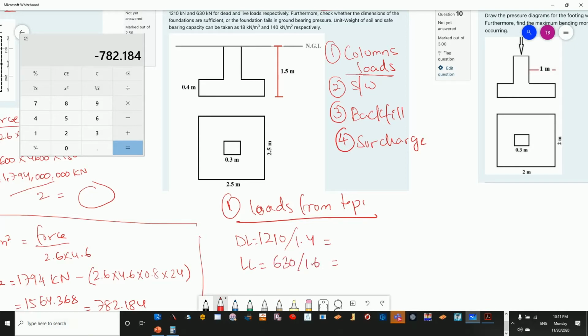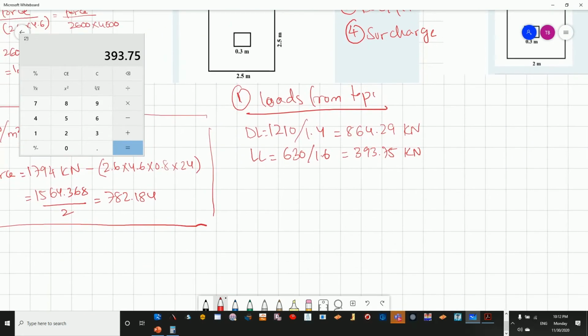Once again getting our calculator, we have 1200 divided by 1.4, so we have around 864.29 kilonewton, and then we have 630 divided by 1.6, so we have 393.75 kilonewton. Why am I calculating the loads in this way? Because you need to compare it later on with the ground pressure, where we need to take the service loading.